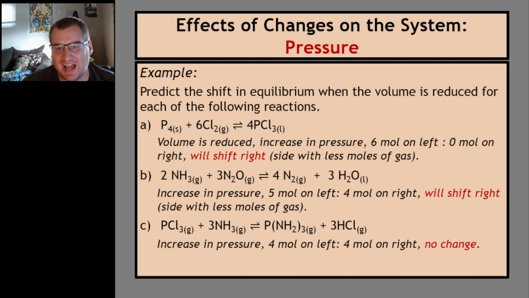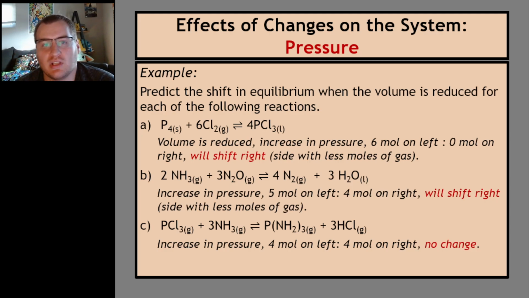And in number 2, I have gas on both sides. The left side, my total number of moles of gas, I'm going to add my coefficients of everything with gas. I have 2 moles of NH3, 3 moles of N2O. I have 5 total moles of gas on the left. On the right side, I only have 4. So I have 4 nitrogens, and the liquids don't matter. If I increase the pressure here, I have more moles of gas on the left than I do on the right. Okay. I'm going to shift to the right, towards the side with fewer moles of gas to try to counteract that increase in pressure.